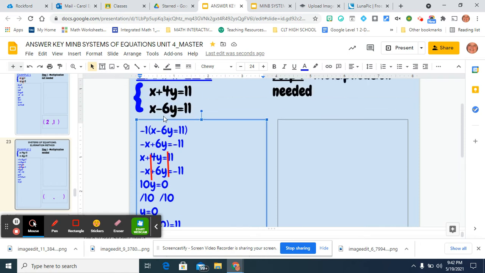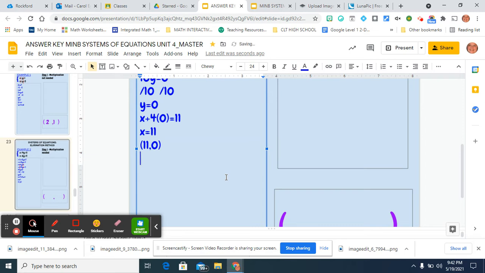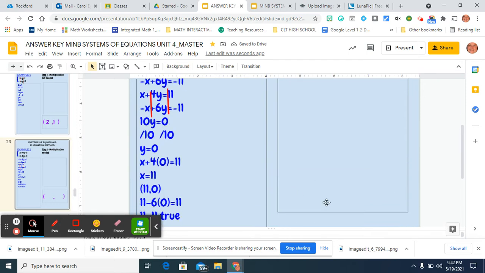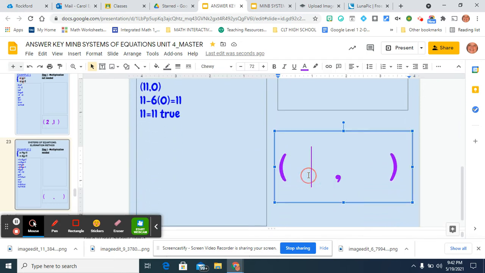And I'm going to substitute now into that second one to make sure that I'm accurate. So I would have 11 minus 6 times 0 equals 11. And that is a true statement. I know my answer is correct. And my answer is 11 and 0.